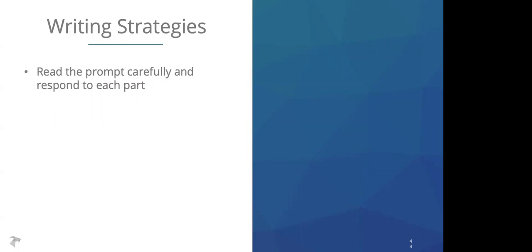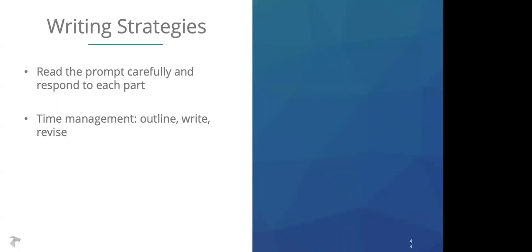First things first, you want to read the prompt carefully and make sure you respond to each part in your essay. For the ACT, the prompt describes a complex issue along with 3 different viewpoints on that issue. You are required to evaluate and analyze the 3 different viewpoints, explain your own viewpoint on the issue, and then describe the relationship between your viewpoint and the 3 viewpoints provided. So make sure you follow those directions.